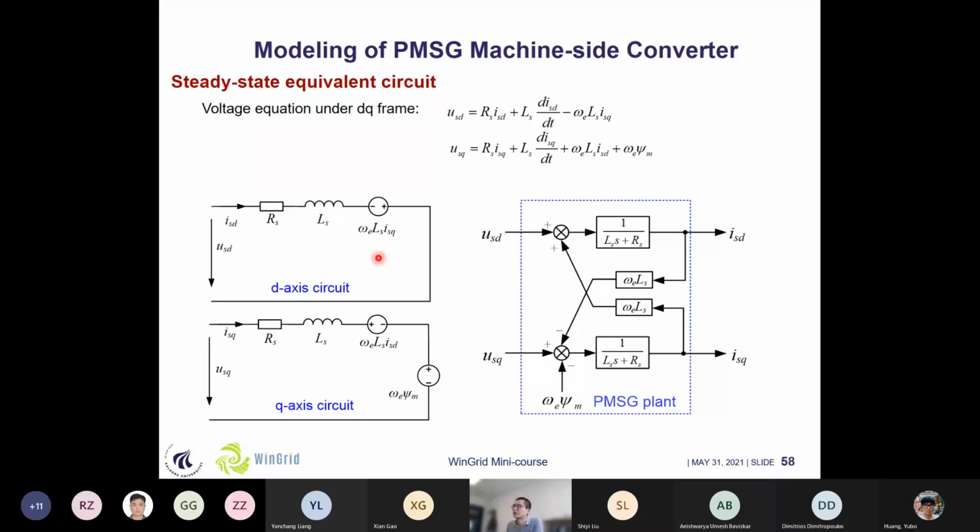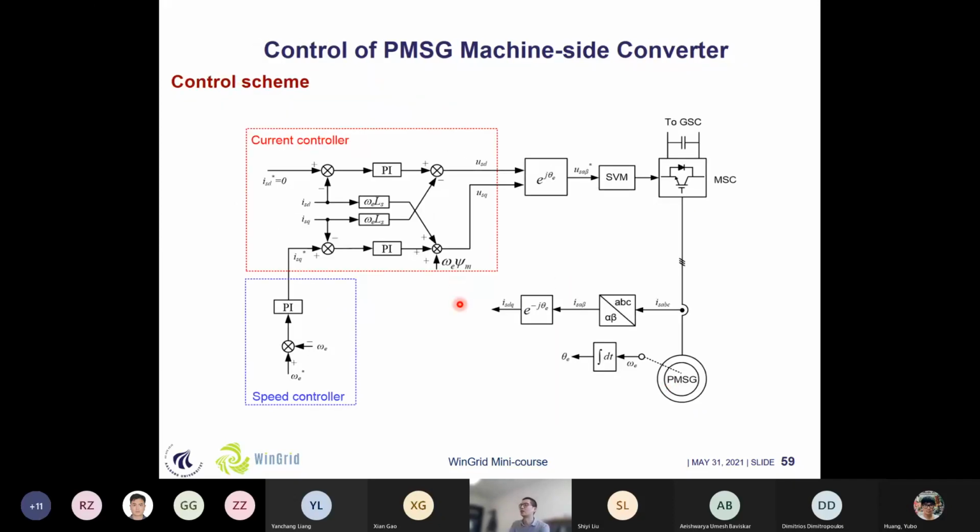And here we can still see that there are some coupling terms in the D and Q reference frame, as the Q axis current will have some influence on the D axis voltage. So if we draw this DQ circuit in terms of the control plant version, we can again see that some DQ coupling effects exist in this model. And then if we try to eliminate these coupling effects, we can choose some control cross terms beforehand to cancel out the coupling effects in this model.